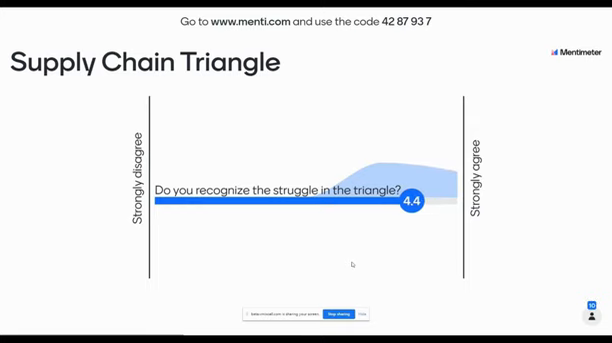Yeah, I see basically 4s and 5s. So quite a broad group across different locations. But in general, we do recognize that struggle.